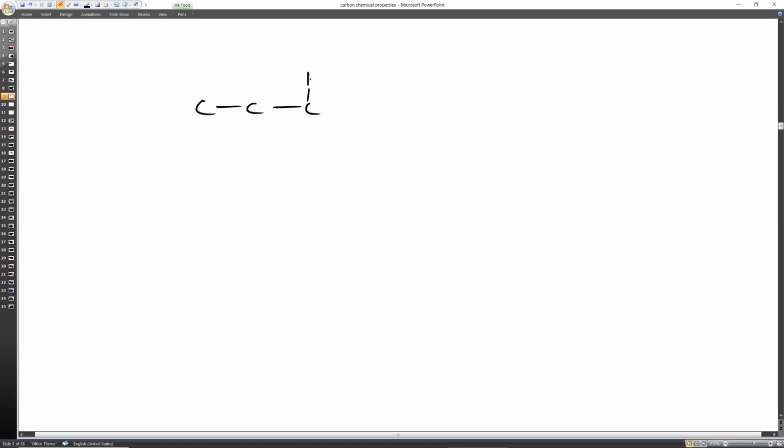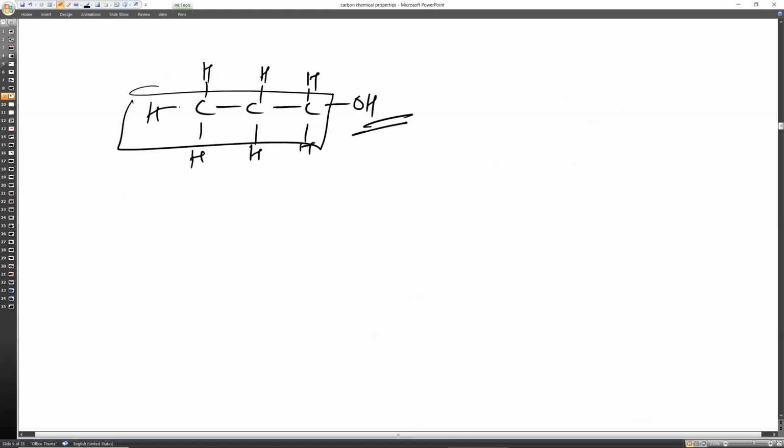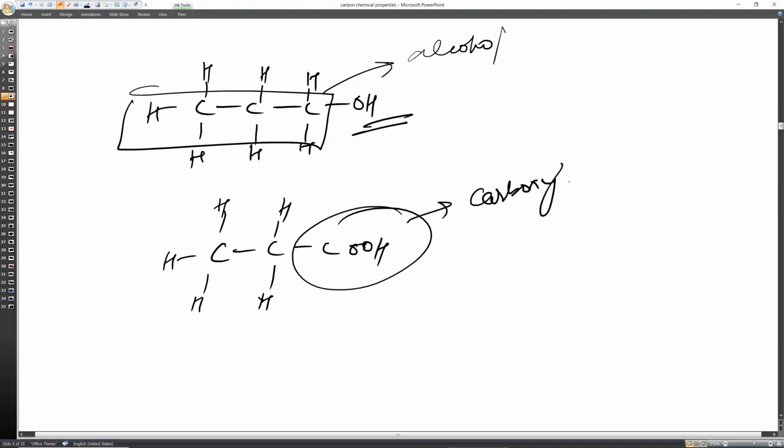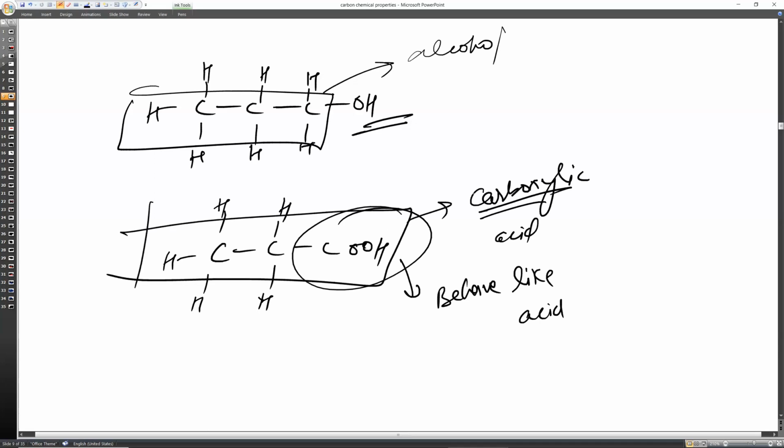If we remove this hydrogen from it, and we add an OH group to it, now this hydrocarbon chain will start behaving like alcohols. If I took the same and add a COOH group to it, because it is a carboxylic acid group, which is a functional group, it will behave like an acid. Not only this, the whole carbon chain, this whole compound will behave like an acid.